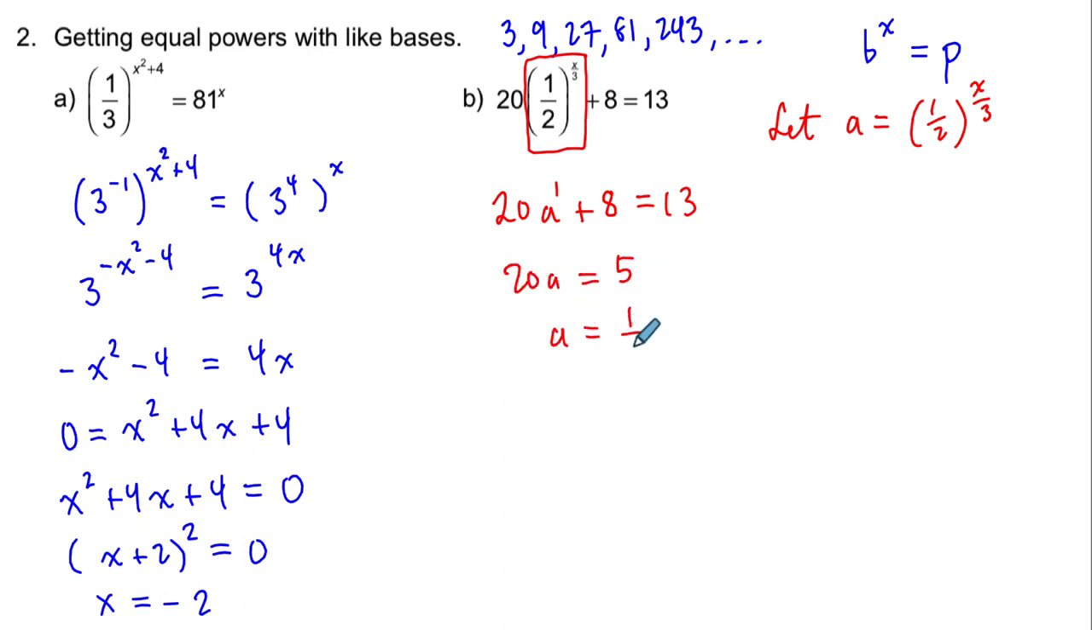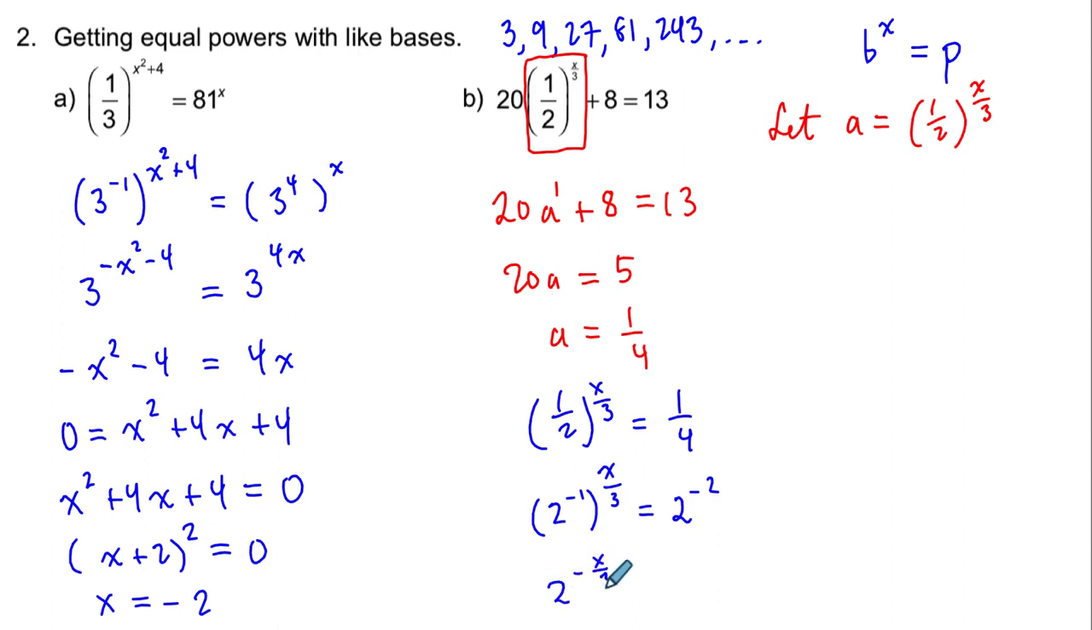So a is equal to 1/4, and then I back substitute and replace a with the original expression in terms of x. So a is equal to 1/2 to the exponent of x over 3, and that's equal to 1/4. Now I want to get a like base on both sides, and I can either say the base is a half, or I could write the base as 2. I'll write it as 2, and so 1/2 is 2 to the negative 1, and 4 is 2 to the negative 2. So we can rewrite this by expanding the exponents.